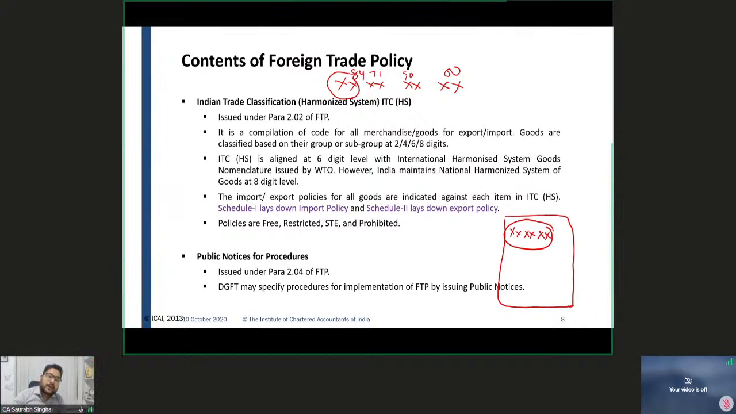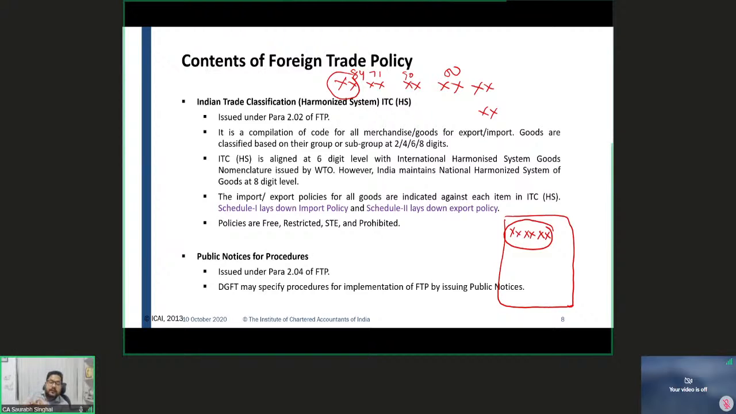Now, India adopts another 2-digit level for their own classification, which has nothing to do with WTO. Maybe the US can have a 10-digit classification. Maybe China can have a 12-digit classification. You may have any number of classification over and above that. But at 6-digit level, all WTO countries should be at par, following the same schedule, same tariff classification. That is called ITCHS. Now, what is ITCHS?